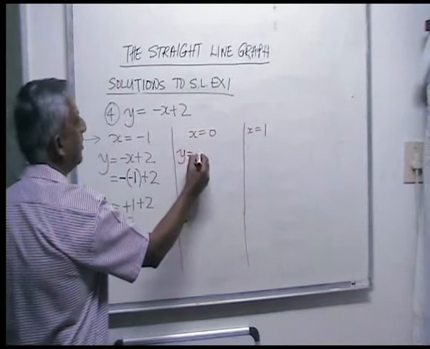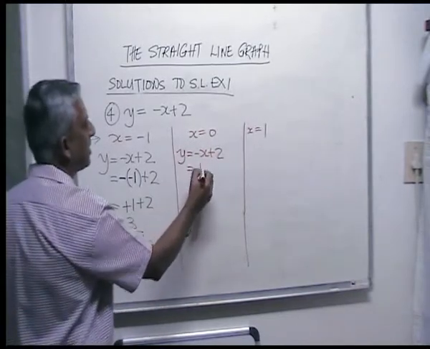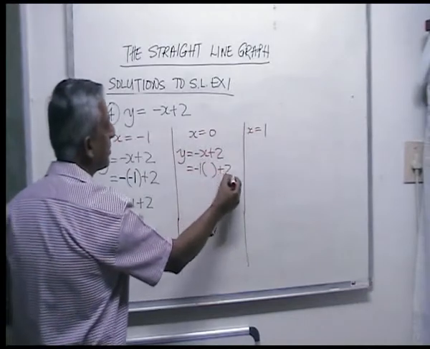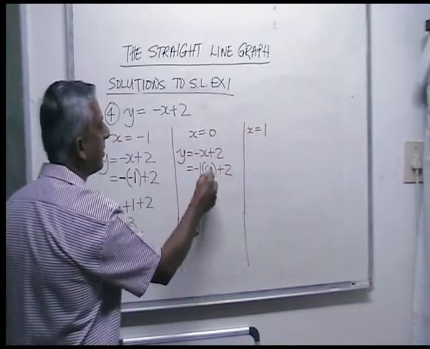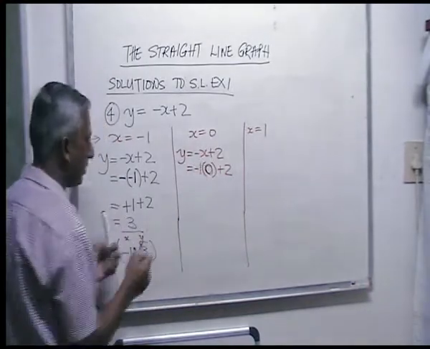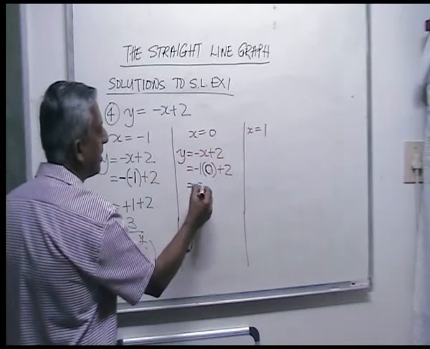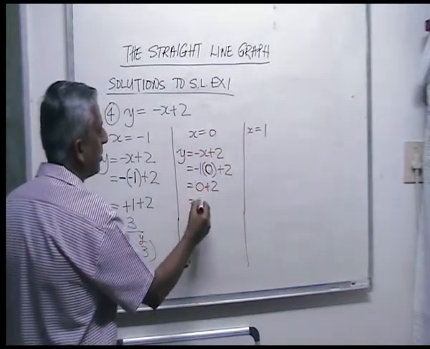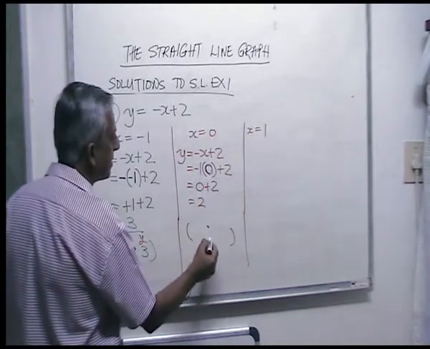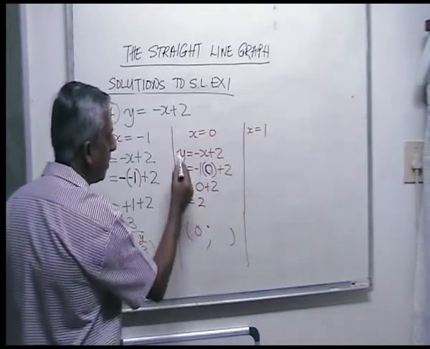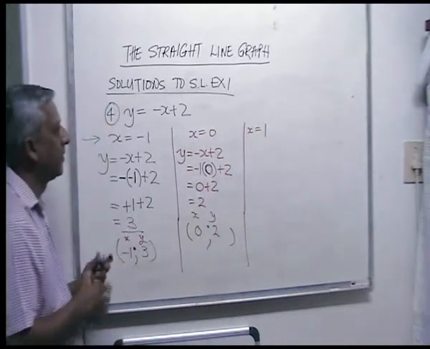Y is equal to minus x plus 2. There's your minus 1 into the bracket plus 2. This time we are fitting in 0. See, it's coming from there, 0. So, minus 1 times 0 is 0, plus 2, 0 plus 2 is 2. So the ordered pair here is x is 0, y is 2.